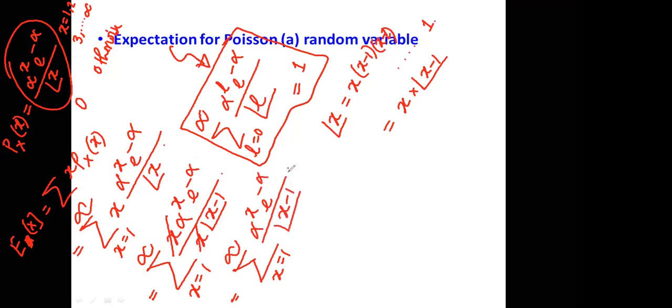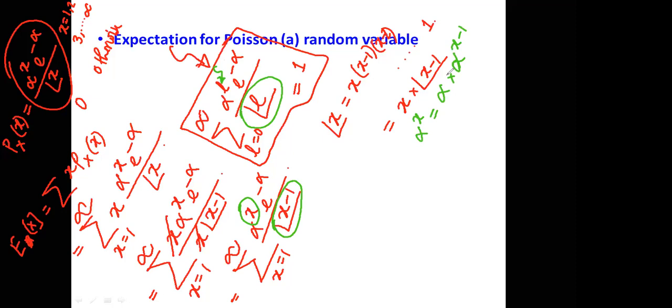factorial x minus 1. Now look at this one. If I want to make this kind of thing, then whatever is in the lower side, like factorial L, the alpha power should match it. So we have factorial x minus 1 in the lower side, and in the upper side we have alpha to the power x. So we can write alpha to the power x equals alpha into alpha to the power x minus 1. We know that, isn't it?